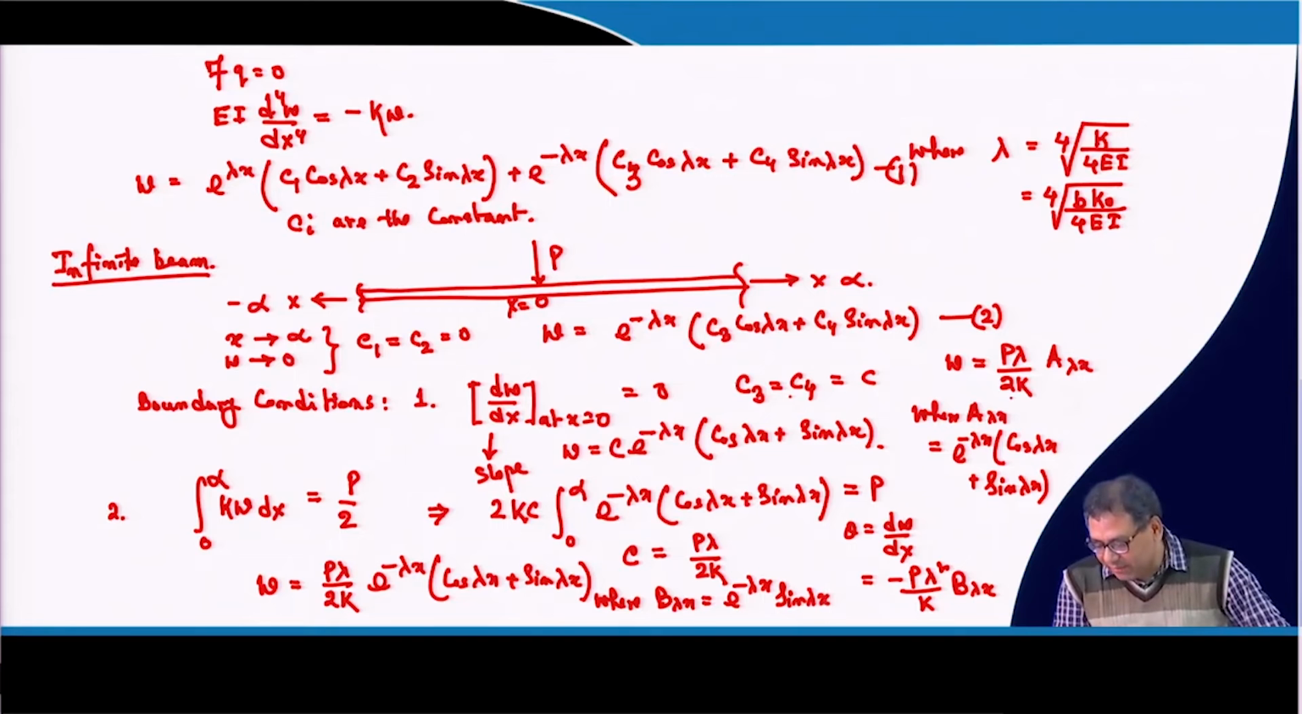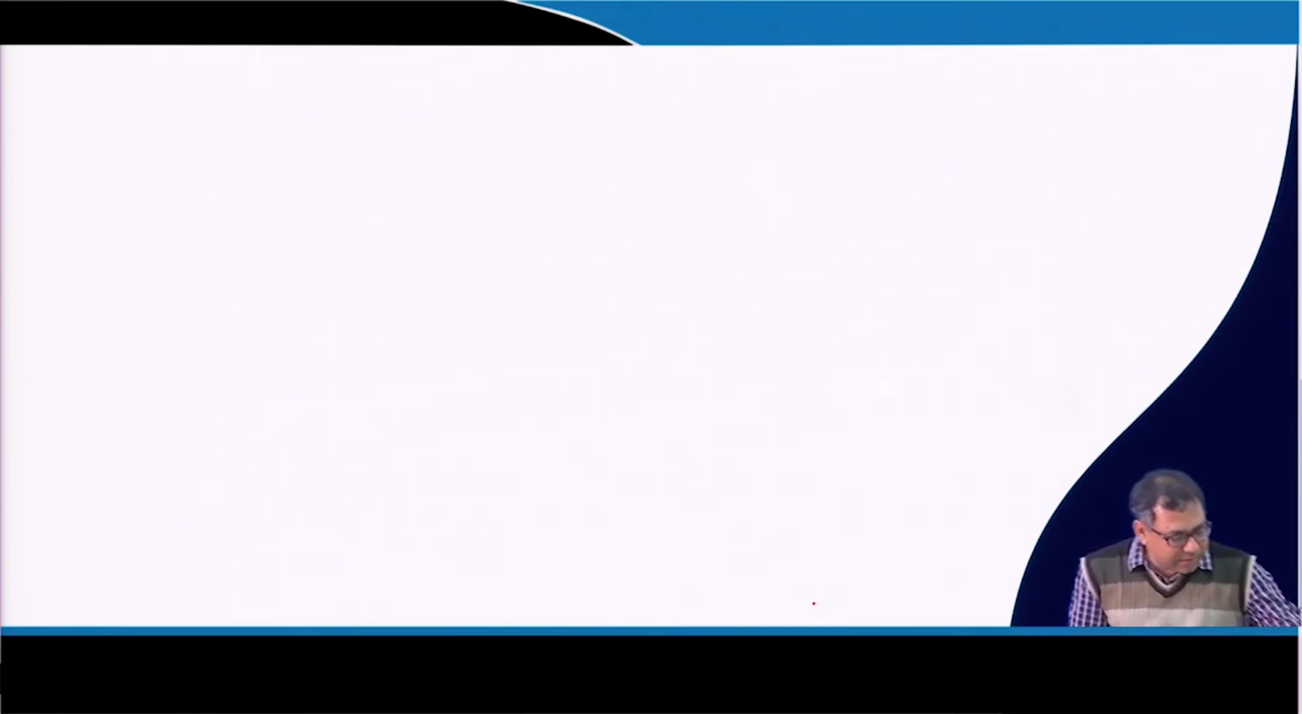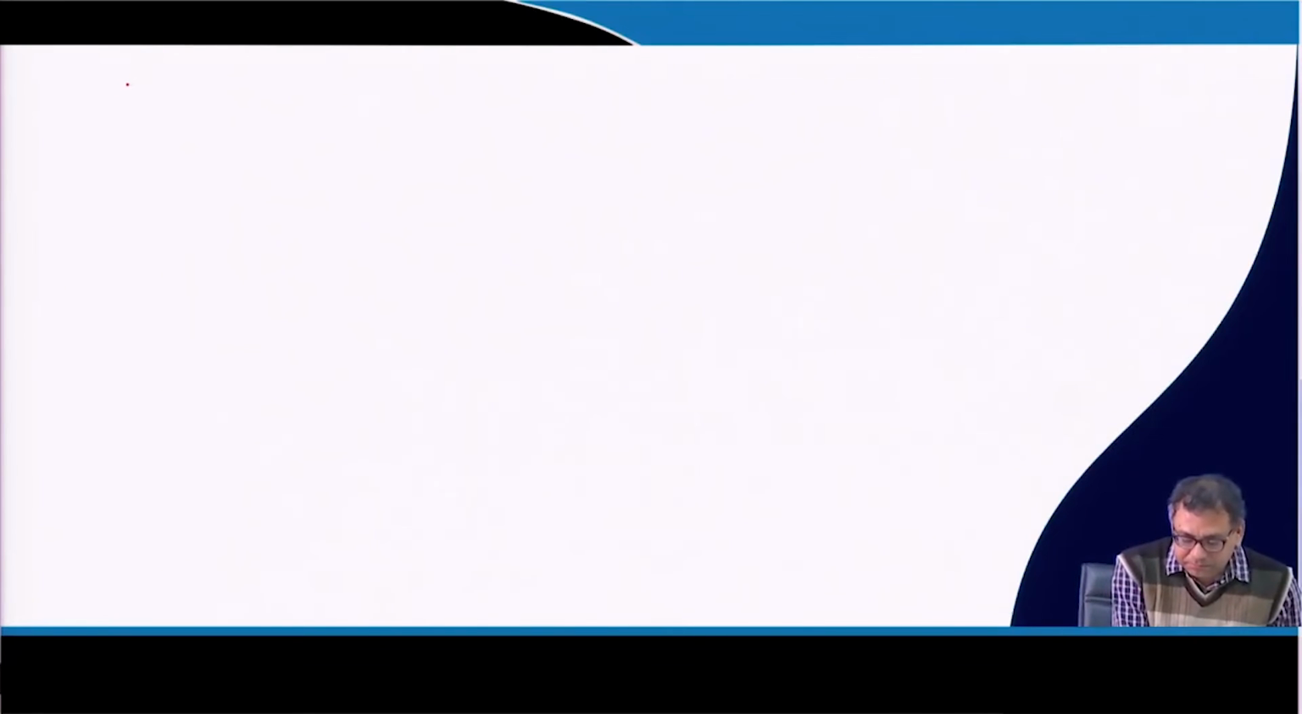So, this is A lambda x, this is B lambda x, the equation is given. Similarly, I am giving the expression of moment and the shear force. So, you know the moment is E I d square W dx square, that is equal to minus m. So, m will be equal to minus E I d square W dx square.